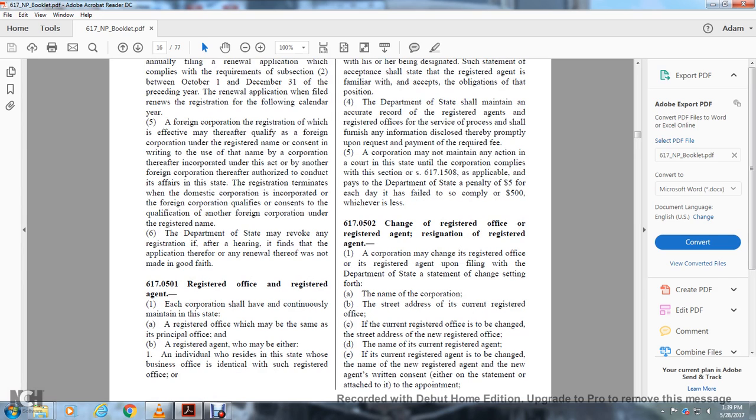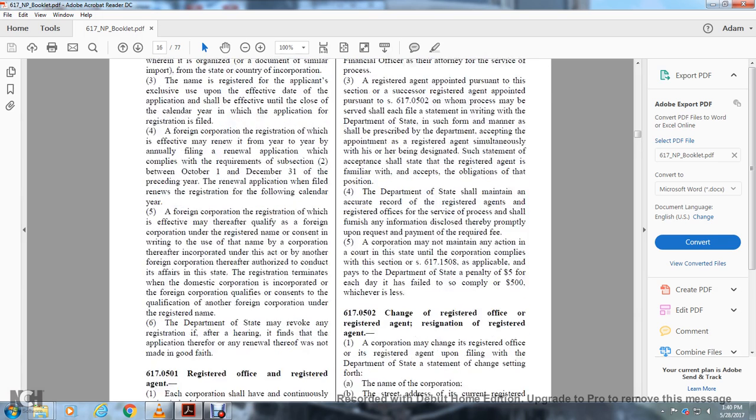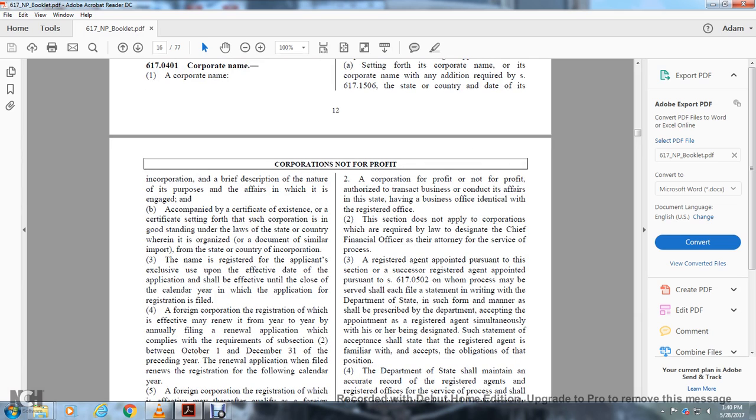617.0501, registered office and registered agent. Each corporation shall continuously maintain in the state a registered office, which may be the same as its principal office, and a registered agent, who may be either an individual who resides in the state and whose business office is identical with the registered office, or a corporation or nonprofit corporation authorized to transact business in the state, having a business office identical with the registered office. This section does not apply to a corporation required by law to designate the chief financial officer as attorney for service of process.